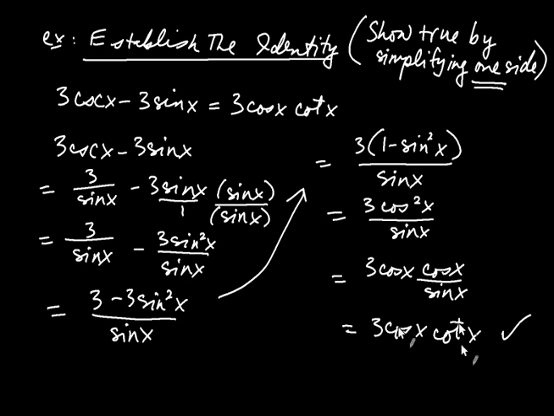That's my answer. So the point of these is that you're trying to show that you start with one side and simplify and end up with the other side. And that's how it works. That's what it means to establish an identity. We're done with this problem. And the little check mark for identities means, yep, we're good. All right, let's try another one like that.